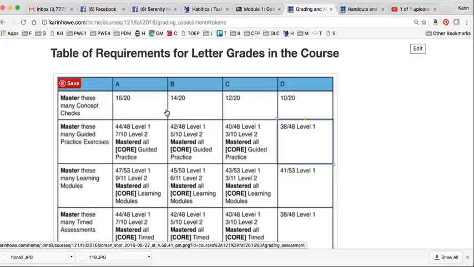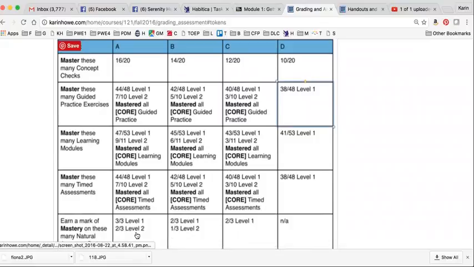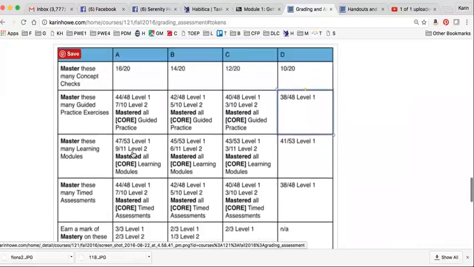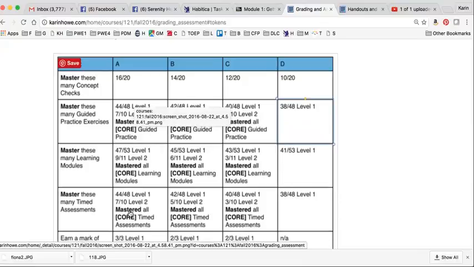Now, in order to get an A in the course, you have to fulfill all the requirements for an A. If you fall short on any one of these, you will get the next lowest grade. There are ways to get plus and minus grades. I'll talk about that in a moment. But for now, if you had 16 out of 20 concept checks mastered, but only 40 out of 48 level 1 guided practice exercises mastered, you would get a C, even though you had A level on some things. So there's no averaging. It's an all or nothing thing. Either you meet this threshold or you don't.